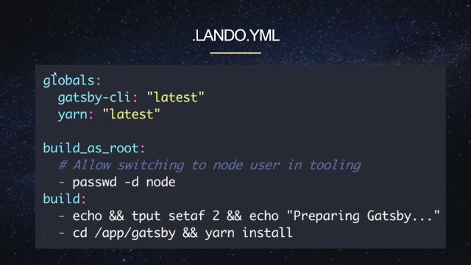In this case, I just say I want the Gatsby CLI, the latest version, and I want Yarn, the latest version. It installs those in the background during the build, and they're available on the command line anywhere inside. I keep accidentally scrolling.